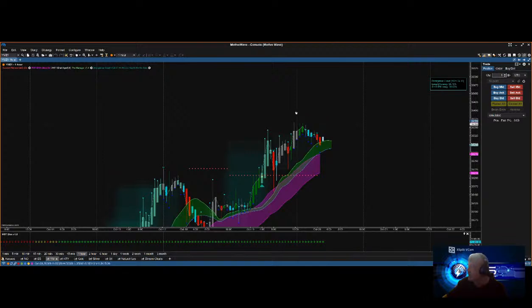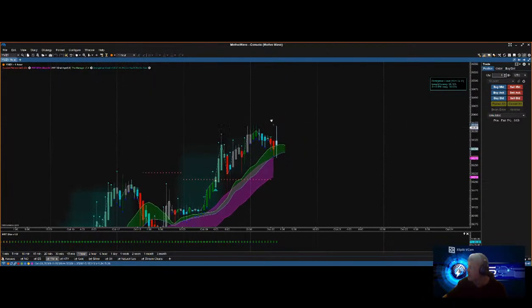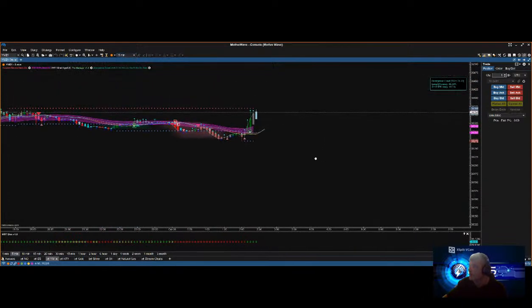So yeah, look out over 377-ish. A break and close above that is definitely going to be good for that 6-star on this 5 minute right here. That is the high. I want to say all-time high.